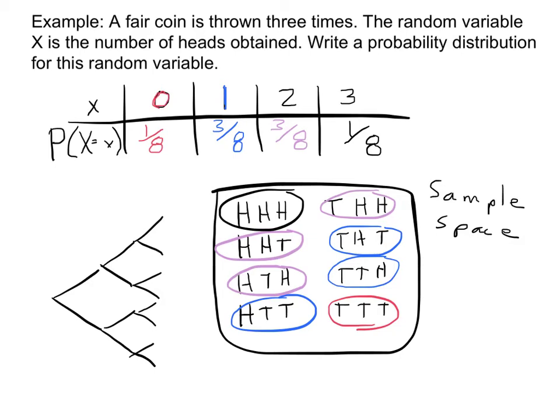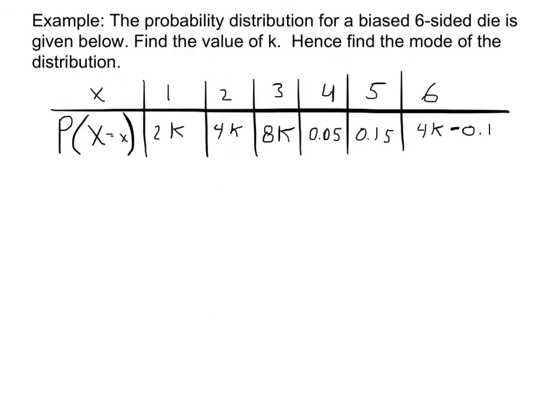Okay, so I've got one more example. In this problem, I'm giving you a probability distribution for a biased 6-sided die. A biased 6-sided die, by the way, is a die that is not fair, that doesn't have a 1 out of 6 chance of everything. So in this problem, I want us to find the value of k, and then find the mode of the distribution. And I'll talk about mode at the end of this problem.